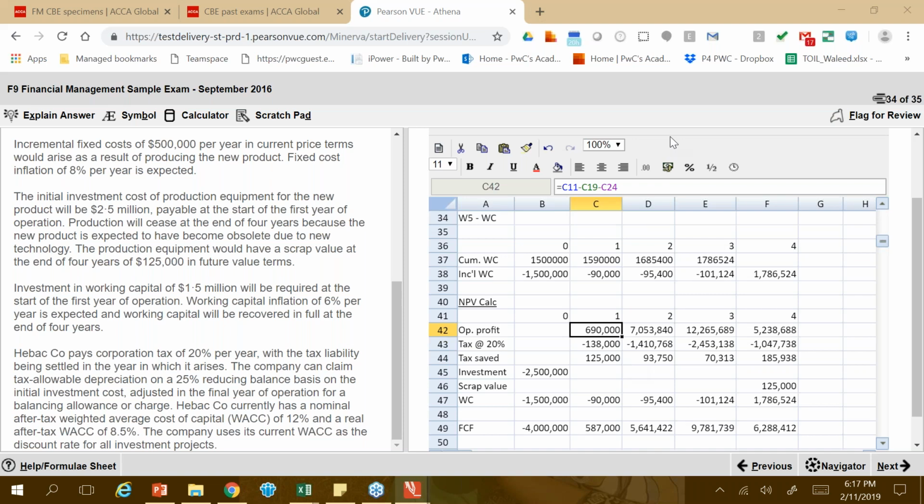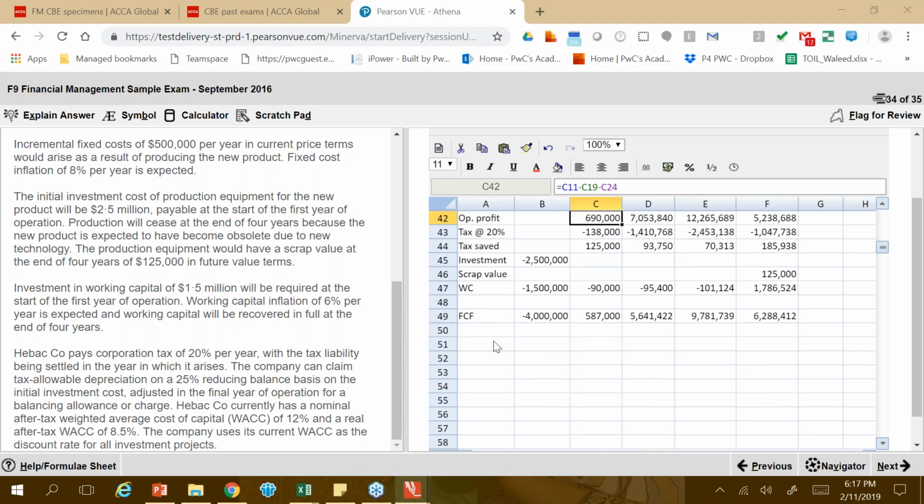Now, there are two ways to find this NPV. The first way is that we put the discount factors at a given discount rate in this question. The given discount rate is the nominal WACC of 12%. When we put the discount factors, then we multiply the free cash flows with those discount factors, find the present values, and then find the NPV. So I will show you both ways.